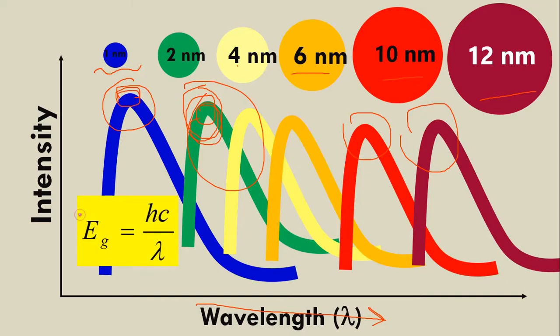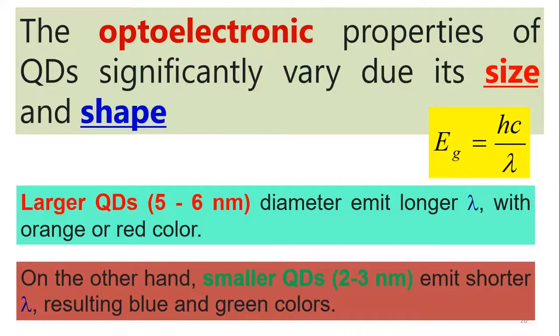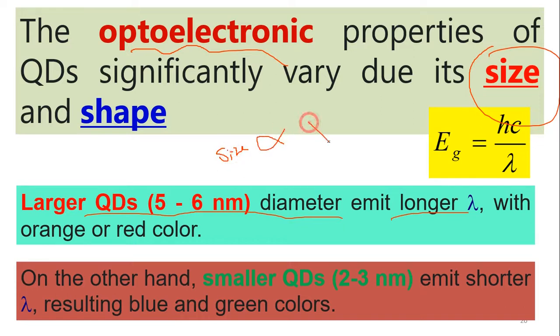And these equations also play a very important role again here, the same equation, right? As I explained, the optoelectronic properties depend on size a lot. For example, we explained that if we have larger quantum dots, it emits longer wavelengths. This basically simply means that the size is directly proportional to the wavelength. If we have large quantum dots, we have large wavelength. Large wavelength means small energy, small band gap.